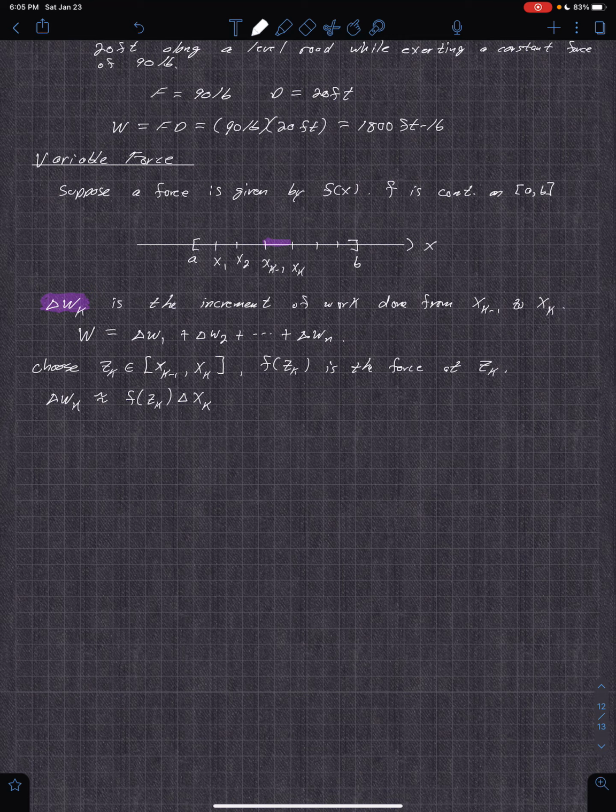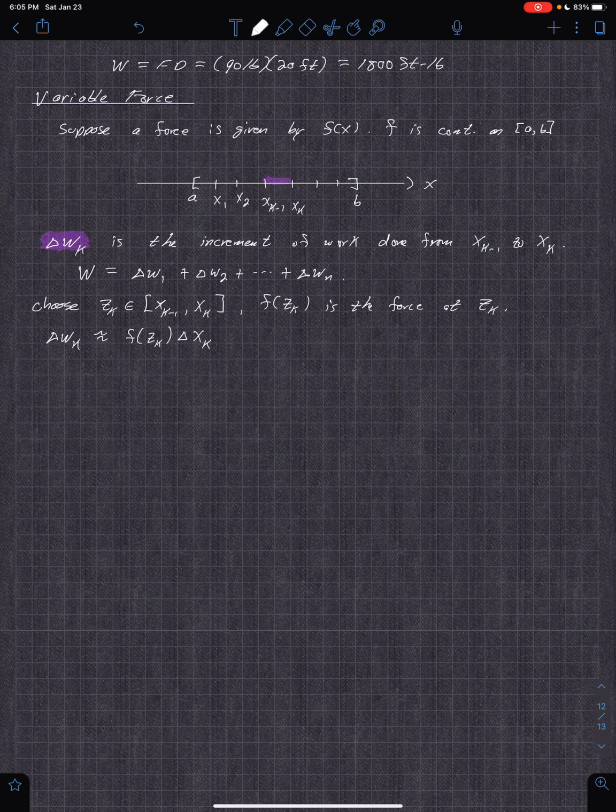So then we can take the norm of the partition approaching 0, and that becomes our definition of work. So work is equal to the limit as the norm of the partition approaches 0, just like everything else before, of the sum over all the k's of f of z sub k delta x sub k. Okay, and then that equals, by definition, the definite integral from a to b of f of x dx, where f is the force.